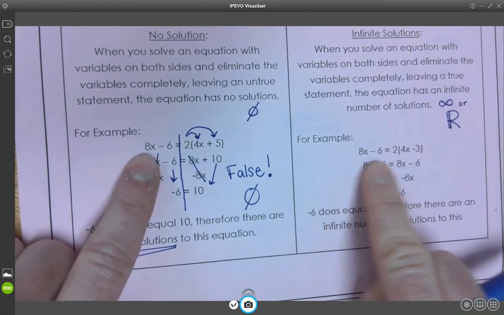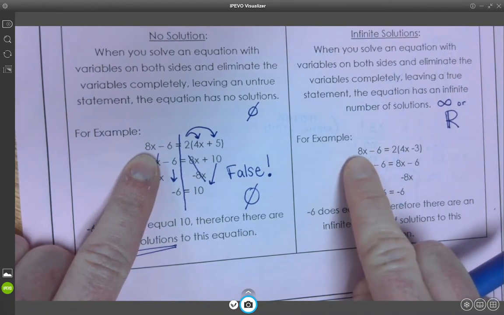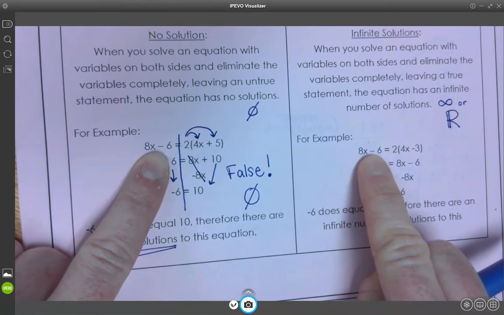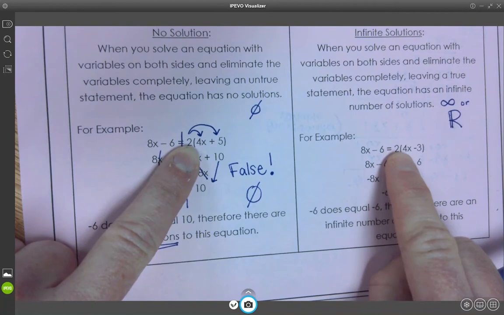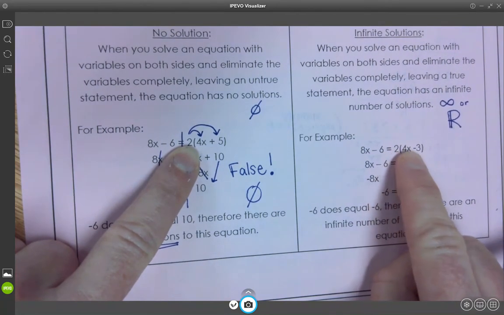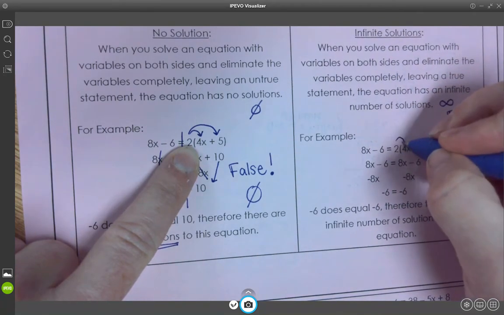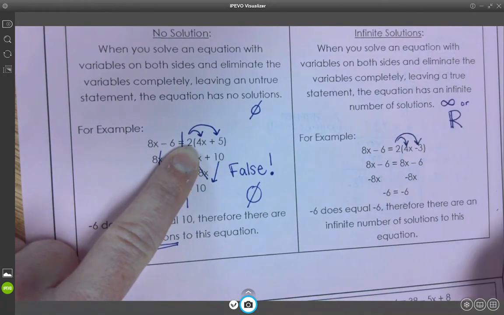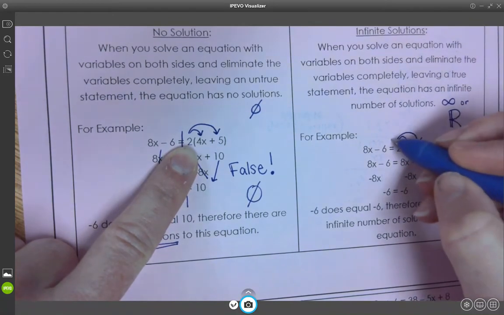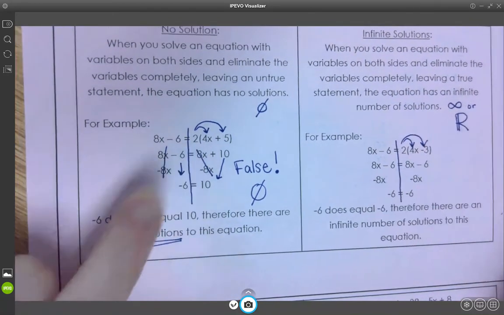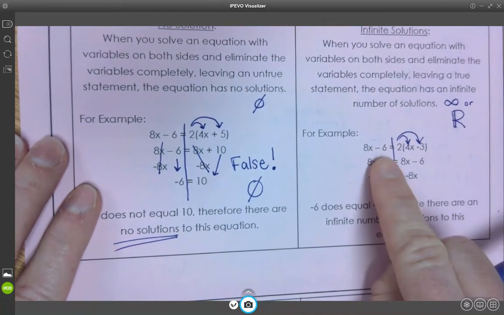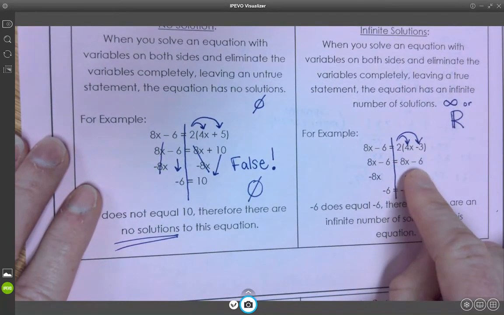So this was changed a little bit. Look at the top, 8x minus 6 is still the same. But the right side is 2 parentheses 4x minus 3, so it's a little different. So we distribute. Go ahead and draw your line down your equal sign too. When you distribute, you get 8x minus 6.